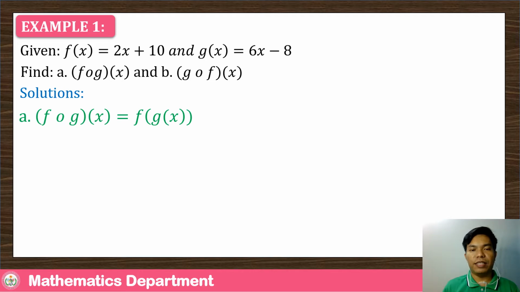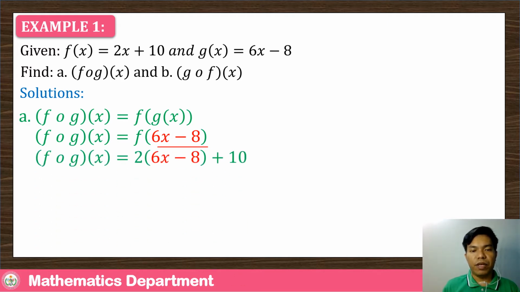So, ang gagawin lang natin dito ay papalitan natin yung ating g of x dito ng 6x minus 8, and that will serve as our input. As a result, we will have here f of 6x minus 8. And then yung 6x minus 8 na nakikita natin dito, ito yung gagamitin natin to replace all the variables in our function f of x. As a result, we have here 2 times 6x minus 8 plus 10.